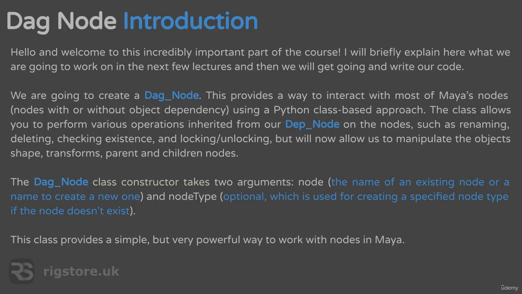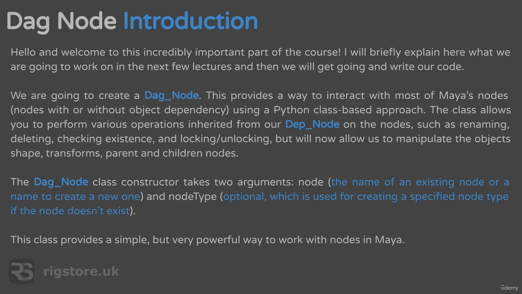We are going to create a DAG node, and this provides a way for us to interact with most of Maya's nodes. And these are nodes with or without object dependency. And this is using Python's class-based approach again. The class allows you to perform various operations inherited from our dep node on nodes, such as renaming, deleting, checking existence, and locking, unlocking, but will now allow us to manipulate the object shapes, transformations, parent and child nodes.